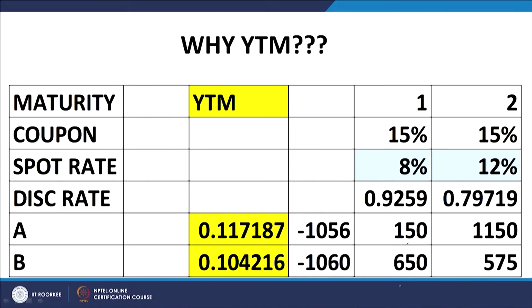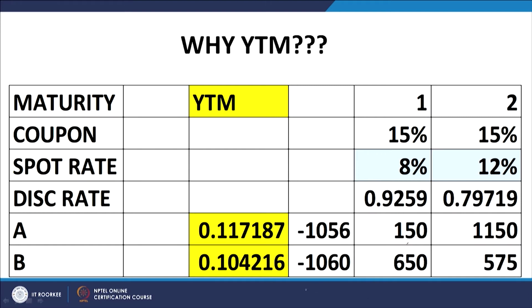For the first year you get the full interest because the entire amount is outstanding. So, you get 150 rupees, and in the second year the interest that you get is on the 500 rupees remaining after redemption, that is 75 rupees. The interesting thing is that despite the coupon rate being the same, despite the spot rates being the same, we end up with a YTM which is significantly different from the YTM for bond A.